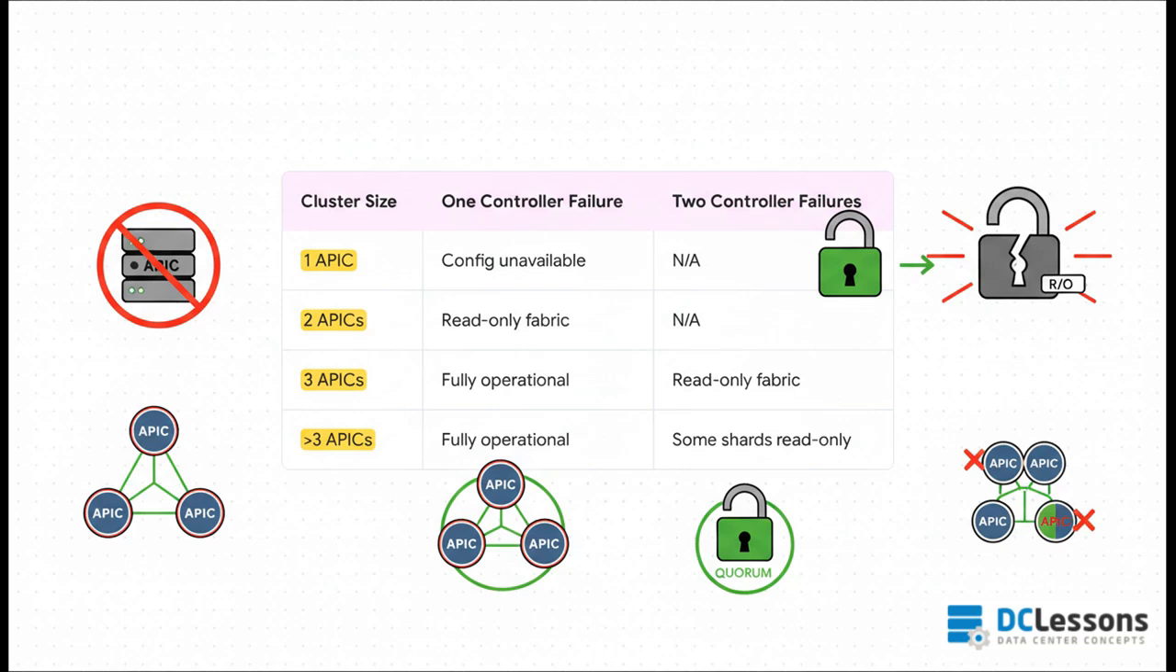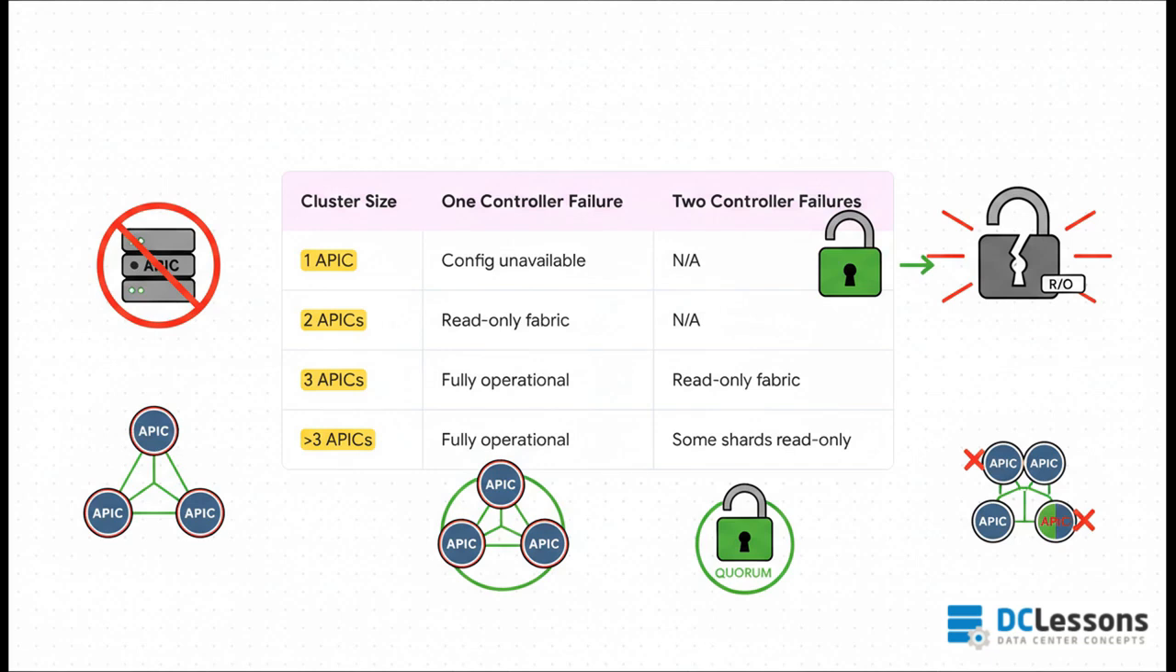A single APIC? Yeah, that offers you 0 fault tolerance. With 2, you get some protection. The fabric goes read-only if one fails. But the magic number, the one that gives you true resilience, is 3. A 3-node cluster lets you lose a whole controller and still have full read and write access to your fabric.